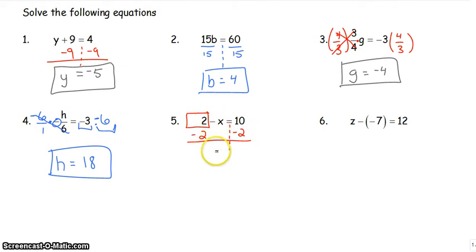What we have to be careful of is that doesn't leave me with an x on the left. It leaves me with a negative x. And that's going to equal 10 minus 2, or positive 8.